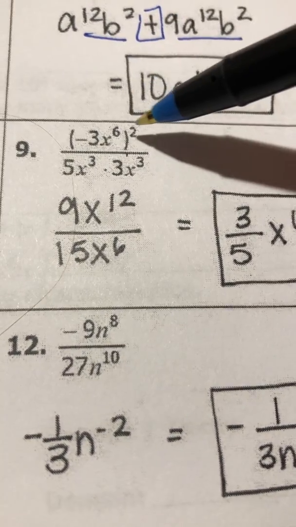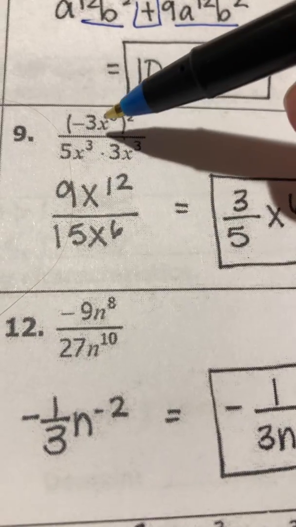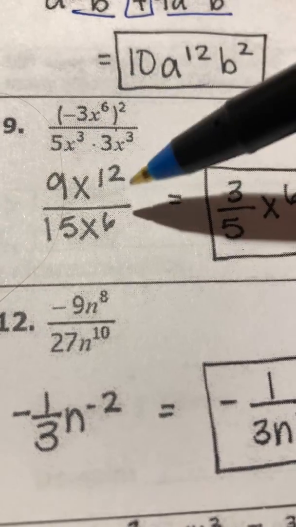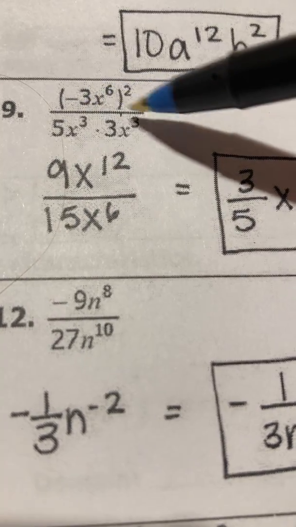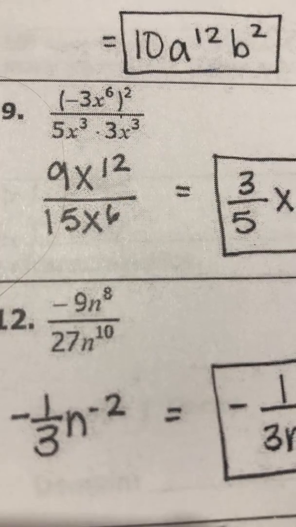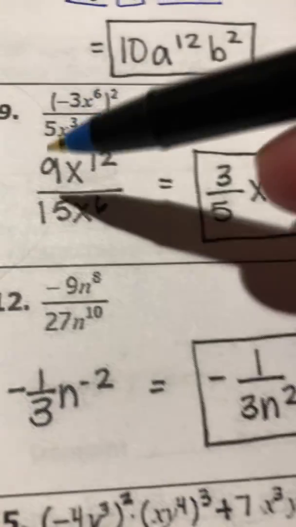Taking -3, I'm squaring it, so I'm going to end up with 9. And then I have x to the 12th all over. I'm going to multiply these terms together, 15. And then I add those two exponents, x to the 6th power. And I'm going to end up with this fraction.